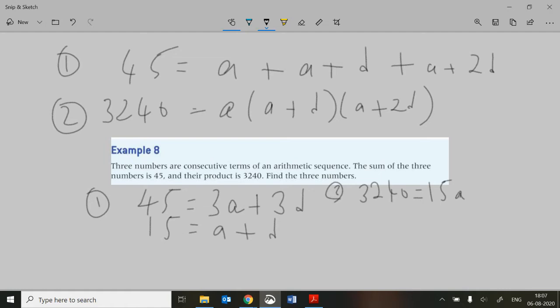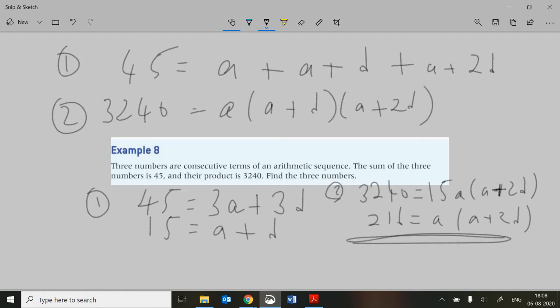Oh, my calculator. Let's just do 3240 divided by 15. That's 216. Okay, so that's 216 when I divide by 3, and that's a times a plus d times a plus 2d. You see what's happening here? A plus 2d there. Okay, that's a plus d in the middle. Okay, so I've got this equation here, and now I can essentially use this equation and this equation.